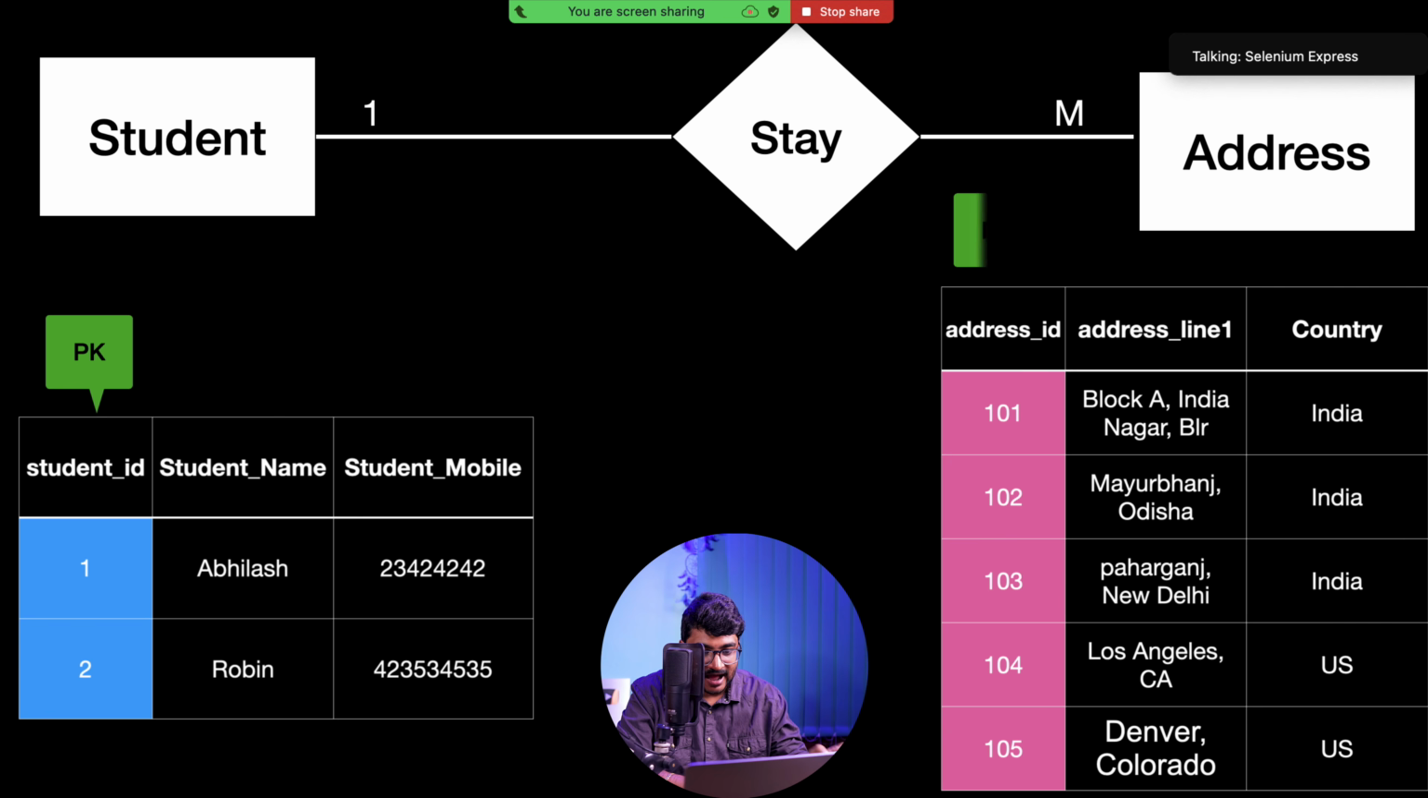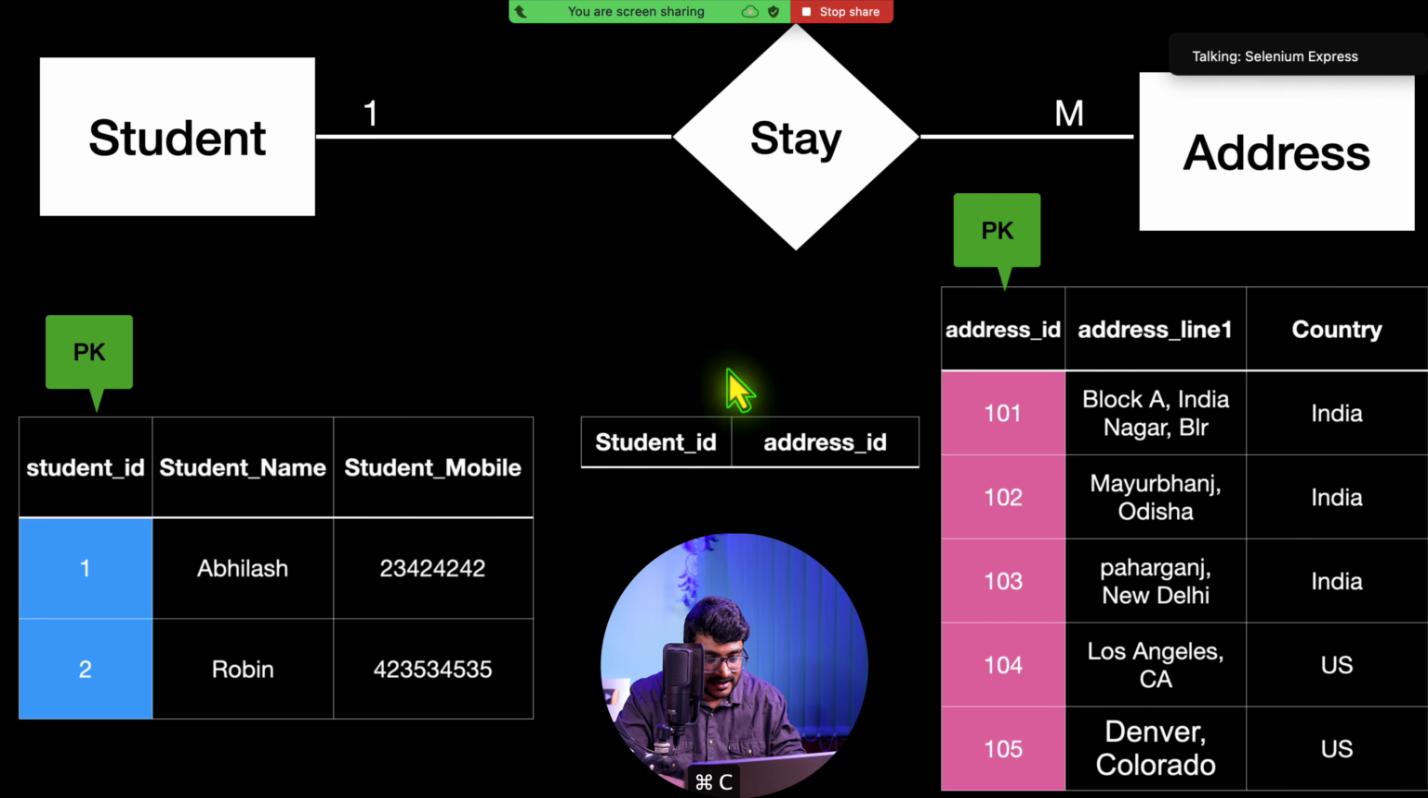Okay, now here the address ID is the primary key. Now I want to set up a relationship between this couple of entities or tables that I have. Now, if I want to check whether this student, Abhilash, whose ID is 1, stays in which address, then I need to have a reference table or a stay table here. I can have any columns in this table, but the most important thing is a student ID and an address ID. Student ID from this table and address ID from this table.